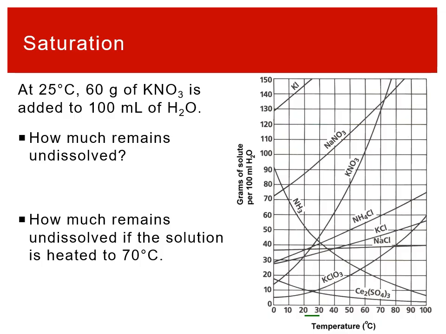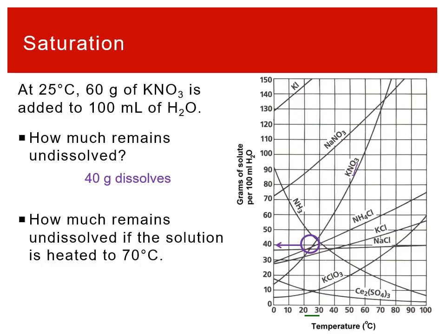I find 25 degrees Celsius, which is going to be in the middle there. If I go to KNO3, I find that at 25 it's intersecting. You see KNO3 is right here. This is our line, so it's intersecting right there. It looks like you could trace that out. About 40 grams dissolves.